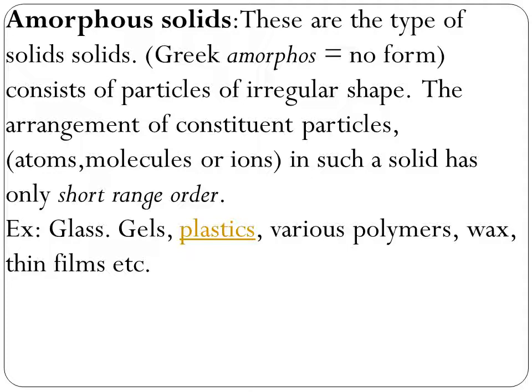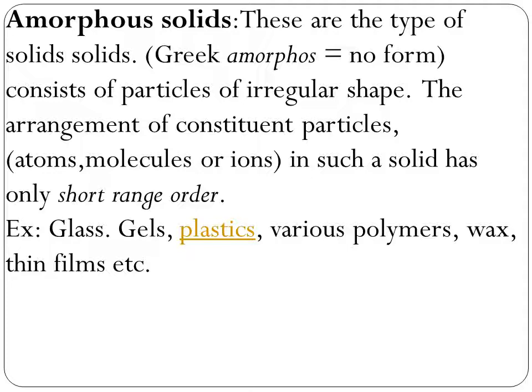I would like to add one more point, dear students. Short range order in the sense, if there is a repetition of the arrangement of particles, that can only be seen over a very short distance. So that is what we call a short range order. Try to understand, if at all some systematic arrangement is present, it is not throughout the solid. It is only a small part of the solid, and that is called a short range order. Try to understand, dear students.